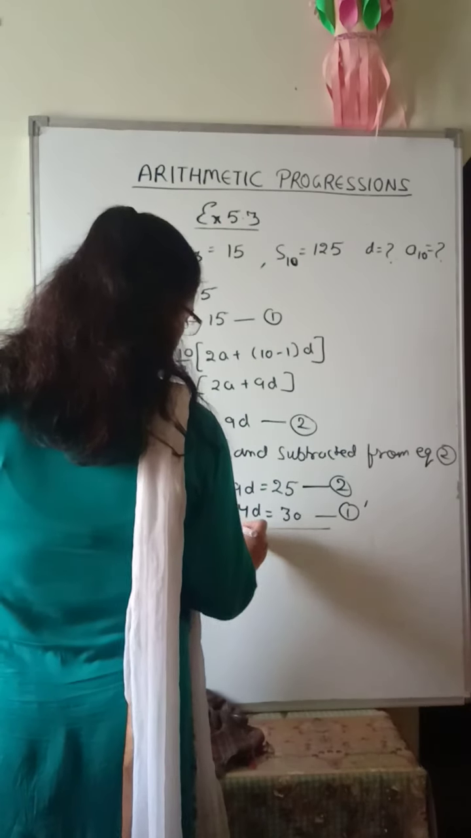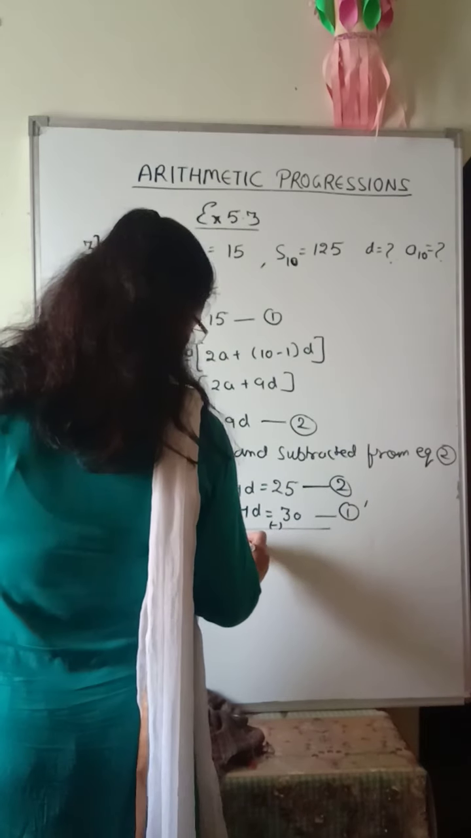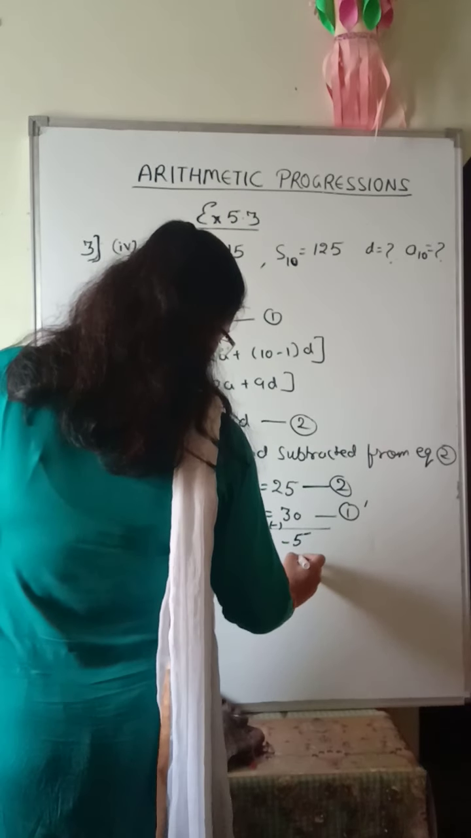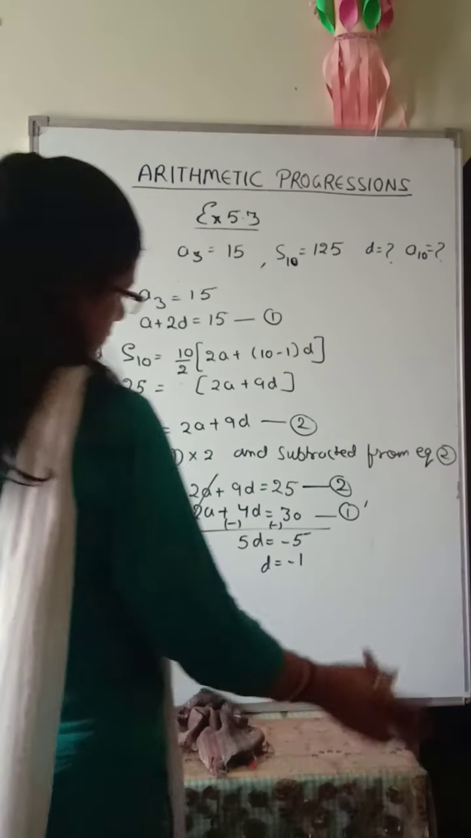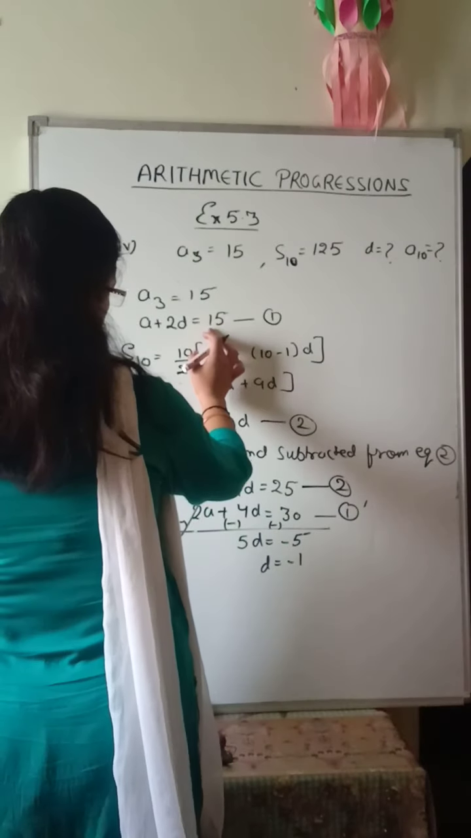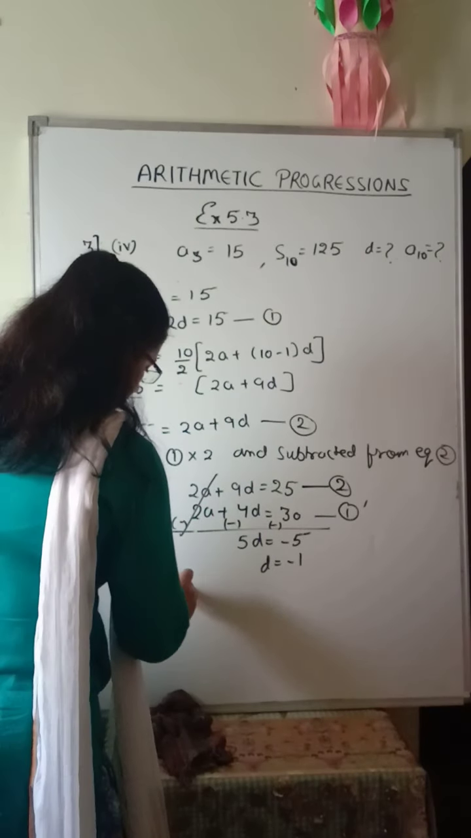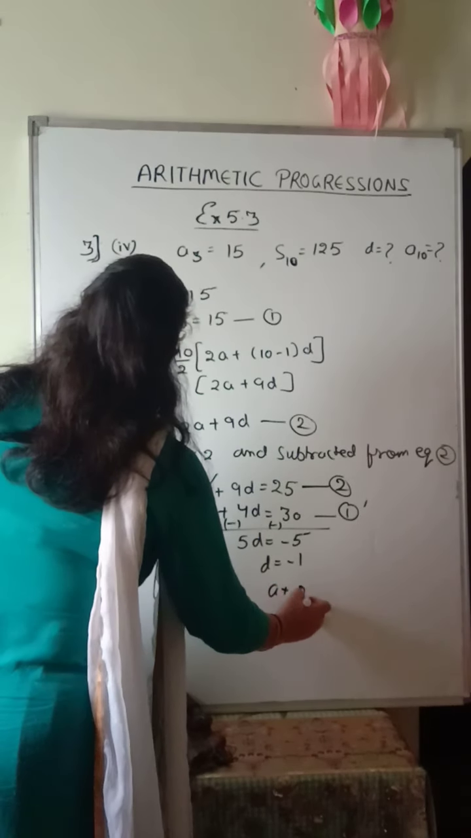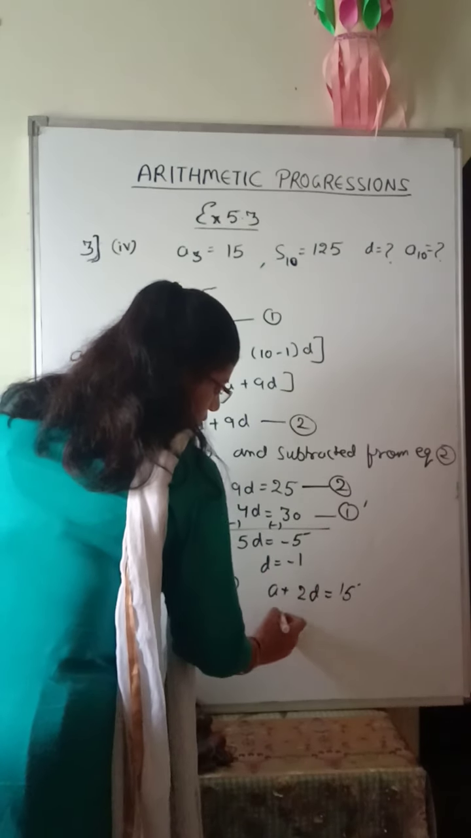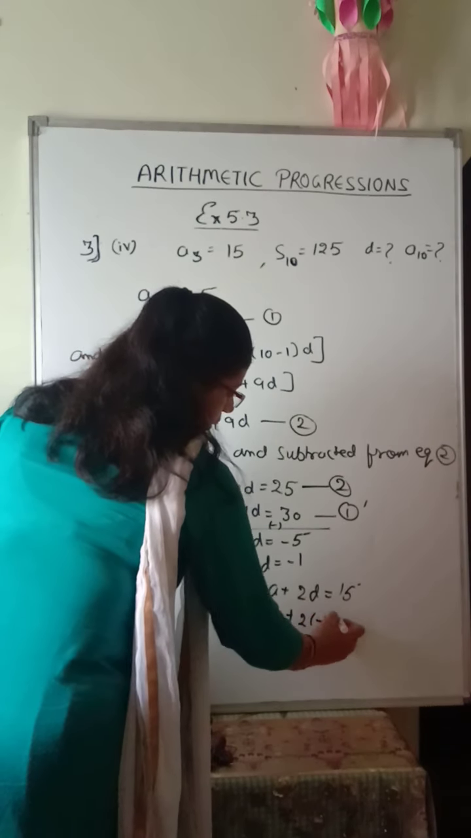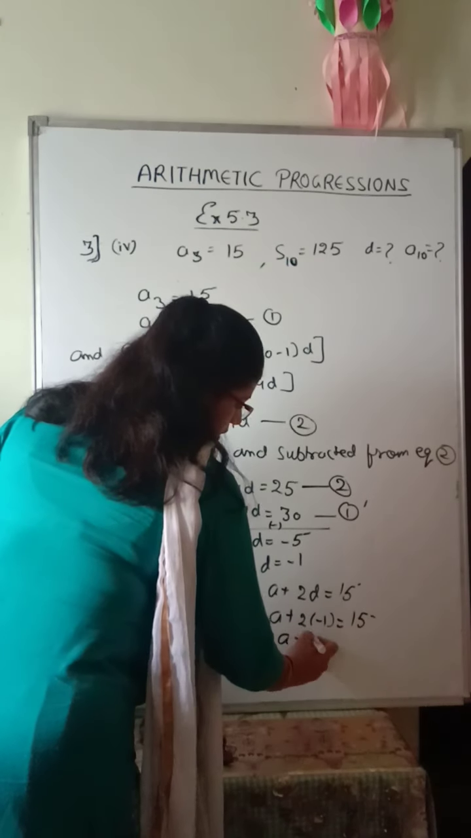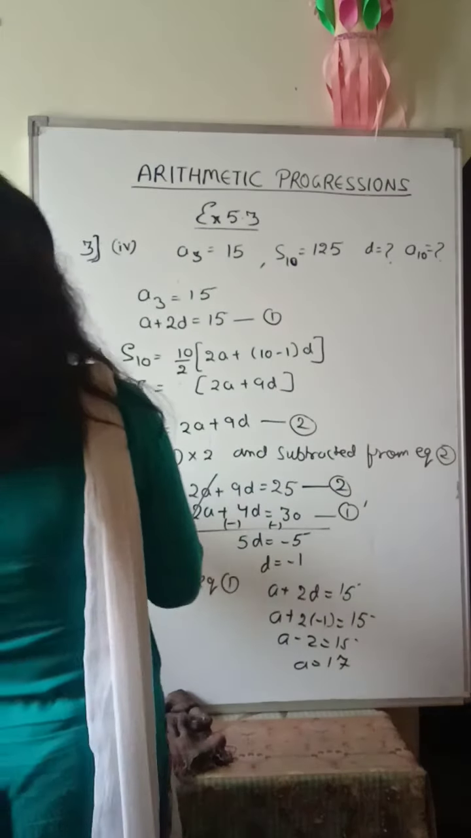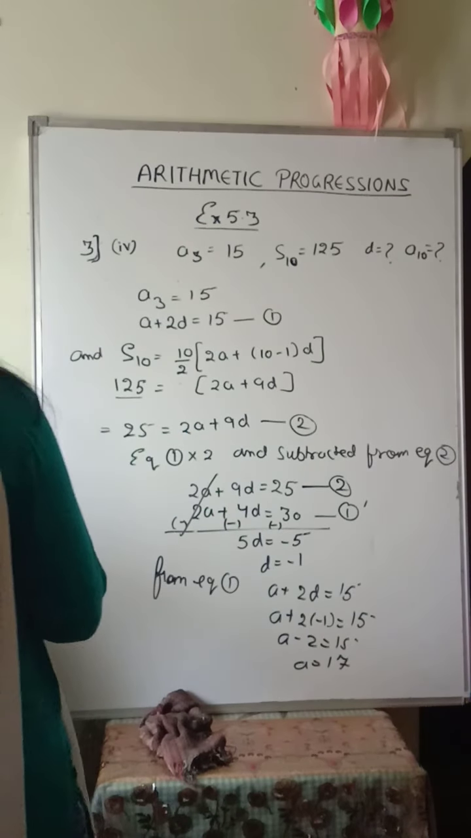Subtract it, so what you will get, 5D equals minus 5. So D equals minus 1. Okay, so we got D equals minus 1. Substituting the value of D in equation number 1. What is equation 1? Let us write equation 1: A plus 2D equals 15. So A plus 2 into minus 1 equals 15. So A minus 2 equals 15. So A equals 17. So we got the value of A equals 17.